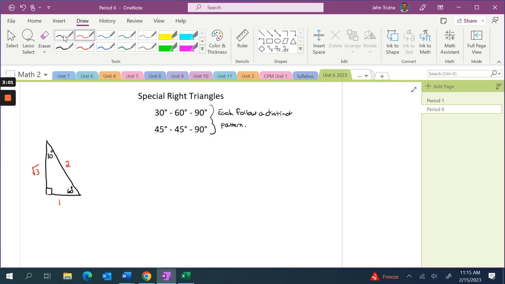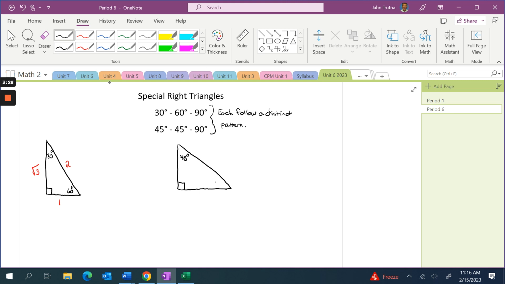Okay, now the 45, 45, 90 triangle is actually a little bit easier to distinguish the pattern. It's a different pattern than the 30, 60, 90, as that would make sense because it's a different triangle. Because it has a 90 degree angle in it, we're going to mark the right angle with the 90 degree mark. And then the other two angles are 45 degrees.